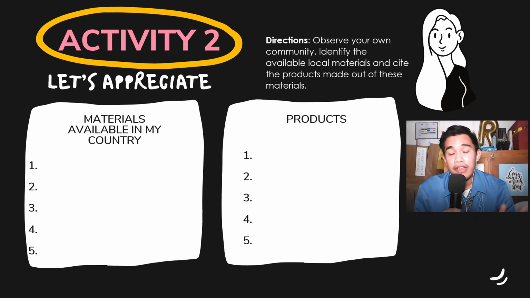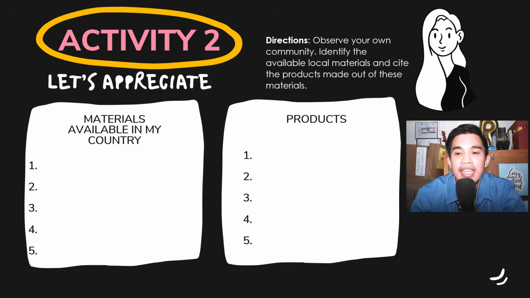Kailangan at least 5. Pwedeng sumobra ng 5 pero bawal ang less than 5. Then, on the left side of the table, you are going to list down there the products that can be made or that can be created out of the materials that you have listed on the right side. So, for example, ilagay mo sa number 1, let's say, for example lang, rattan. So, what are the products that can be produced out of rattan? So, pwede mo ilalagay dyan ng mga chair or whatever. So, it's up to you.